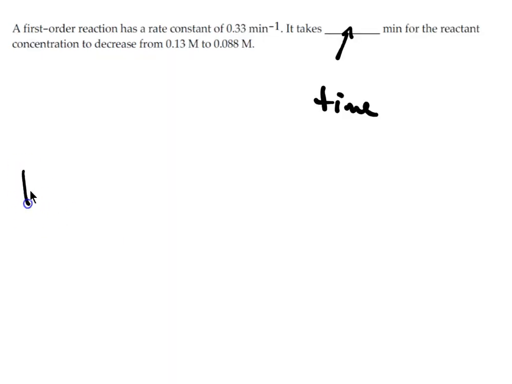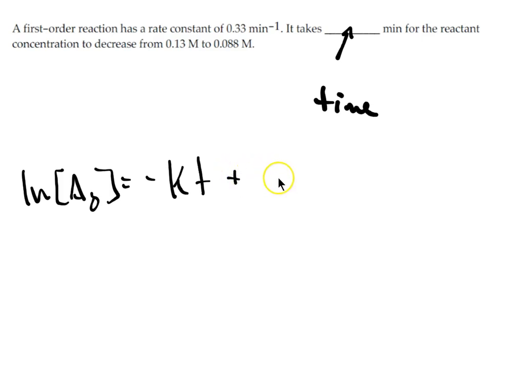All right, so the ln of a naught is equal to negative kt plus or minus... I already forgot. Okay, thank you. The ln of at. Now, this one, not good? Am I wrong? Oh, okay, thank you. That's the t. That's the naught. I apologize.